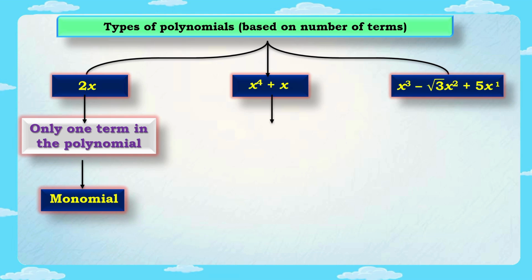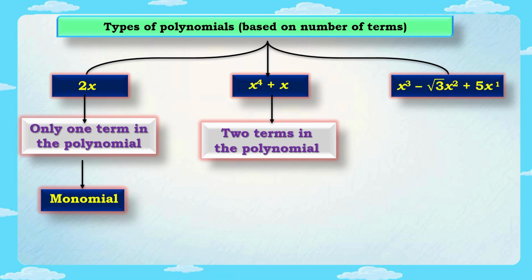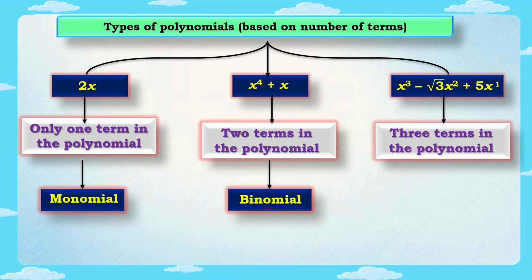Next, consider a polynomial that has two terms. Such a polynomial is called a binomial. For example, the expression x^4 + x has two separate terms. So, it is a binomial. Now, consider a polynomial that has three terms. Such a polynomial is called a trinomial. For example, the expression x^3 - √3x^2 + 5x has three terms. So, it is a trinomial.